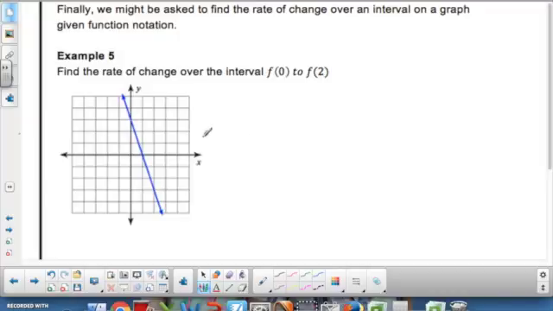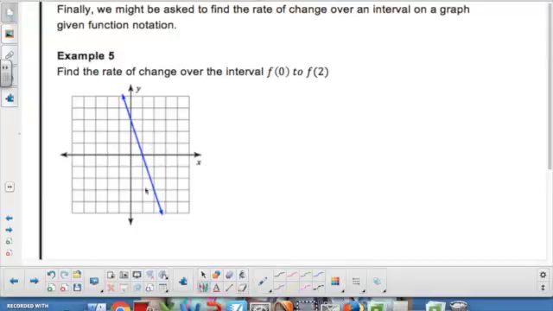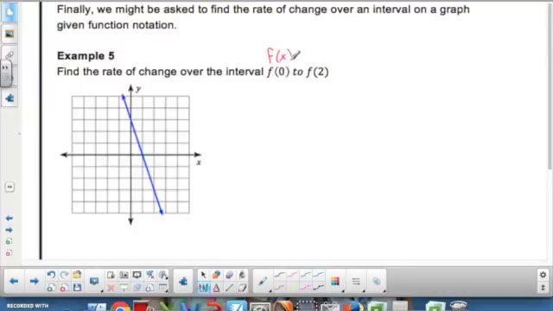All right, the last thing we're going to look at is that sometimes when you're given a graph, it won't ask you for the rate of change for the entire line. It'll just ask about a specific interval, and oftentimes it'll use function notation to do so. So in this case, it wants to know what's the rate of change from f of 0 to f of 2. So remember, we've got f of x, so this is my x value. When x is 0, that's here. And when x is 2, that puts me right there.